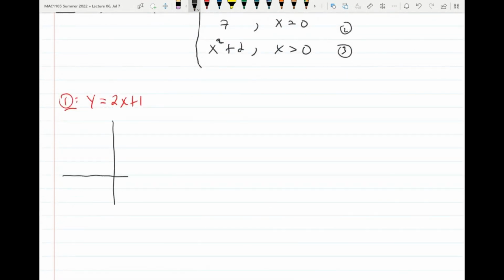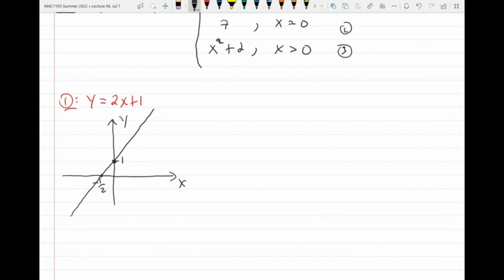So this is a line. Now you should know how to sketch lines, right? So you only need 2 points. What's the y-intercept here? Is 1. So it goes through this point. And then what is the x-intercept for this? What will be the x-intercept? It's negative 1/2, right? So negative 1/2. So right here, negative 1/2. So we're talking about this line. This is the line y equals 2x plus 1.